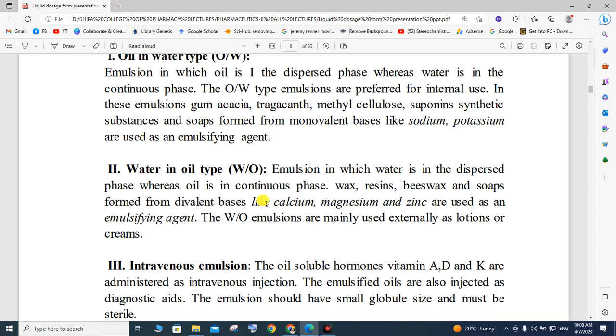Usually water and oil type emulsions are mainly used externally, for example lotions and creams. So lotions and creams are water and oil type emulsions, because they are usually used for external purposes.